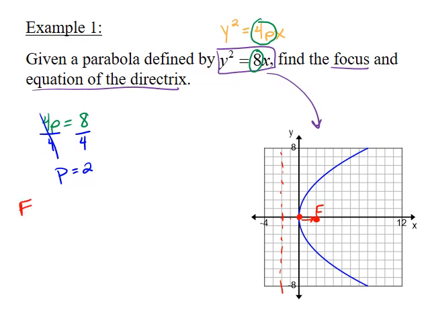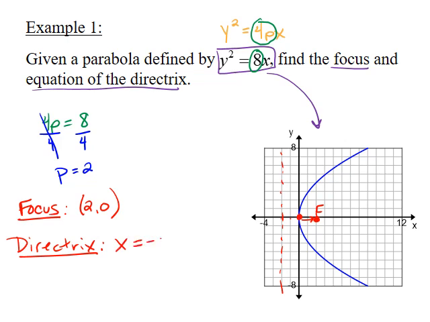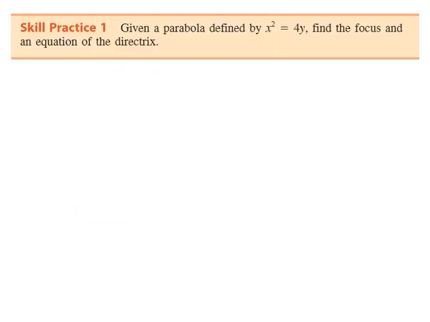So our focus has the ordered pair (2, 0), and our directrix has the equation of x = -2. I know the equation is x = -2 because this line goes through the x-axis at -2. Go ahead and pause this and give this a try.